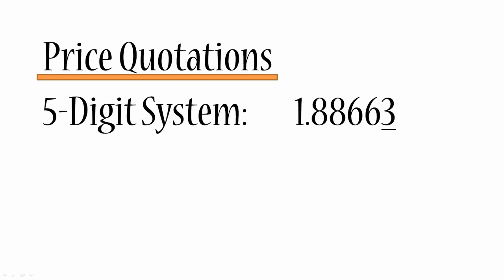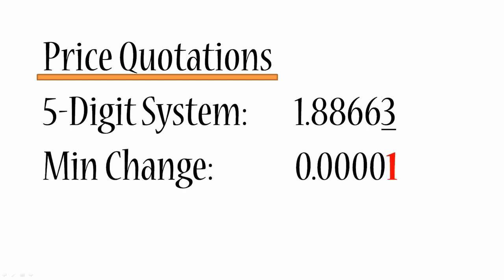and it's 1.88663. So now the minimum change this currency pair can experience is actually 0.00001. So 10 to the power of -5. Now let's understand how the definitions of pips and points have changed in this particular case when the 5 digits system has been introduced.